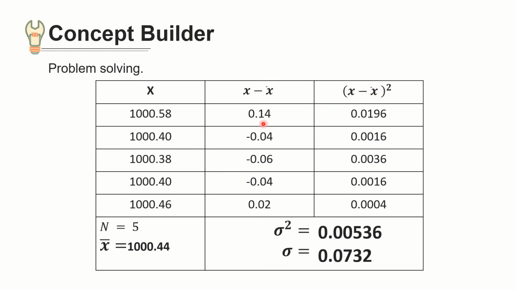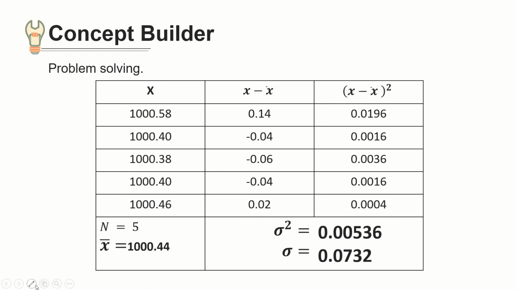value and the mean. So 0.14 squared is equal to 0.0196. Negative 0.04 squared is equal to 0.0016. Negative 0.06 squared is equal to 0.0036, and then negative 0.04 squared is equal to 0.0016, and then 0.02 squared is equal to 0.0004. The summation of these values will be used to look for the value of the variance.